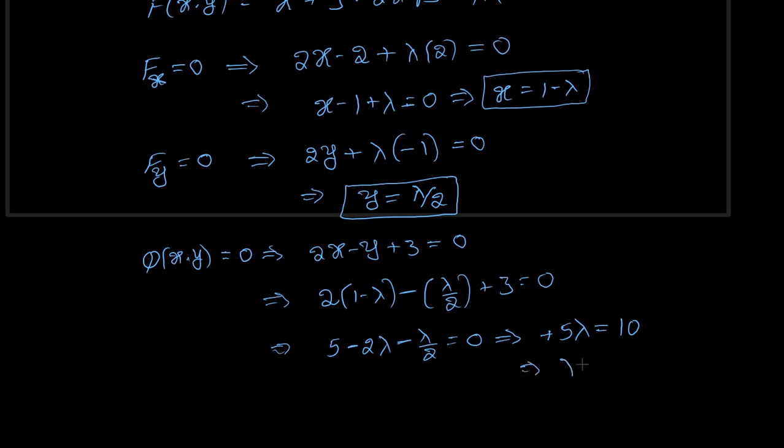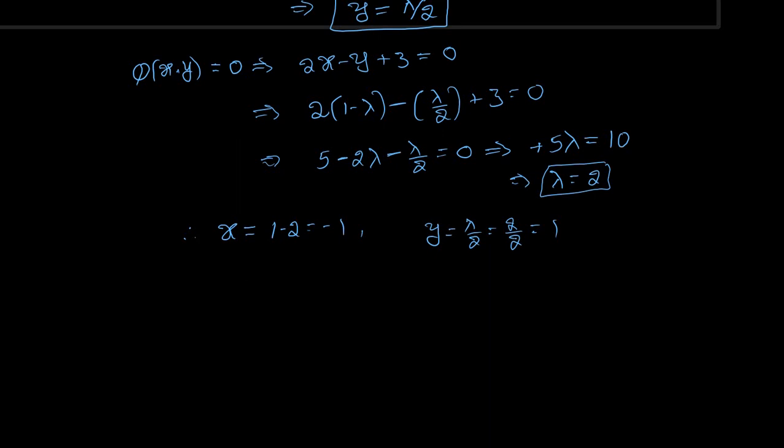So what is lambda? Lambda must be equal to 2. That's it. So if lambda is 2, what is x? x equal to 1 minus 2, that is minus 1. And how about y? y equal to lambda by 2, that is 2 by 2, which is 1. I hope you remember the previous problem. So the critical point x comma y there we got was minus 1 comma 1.